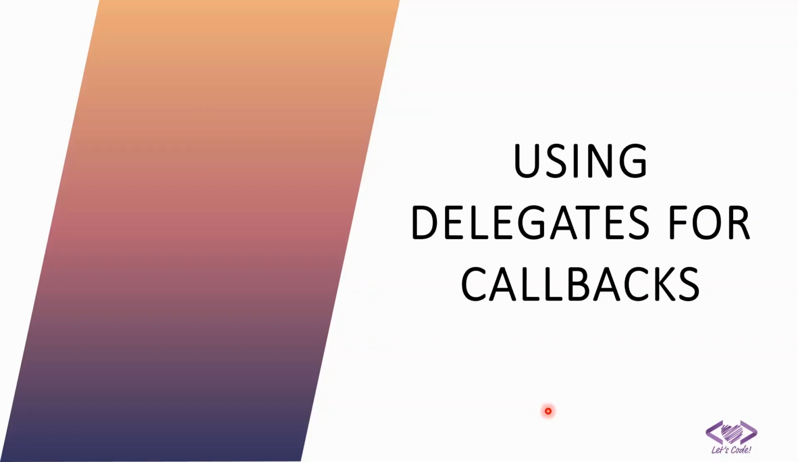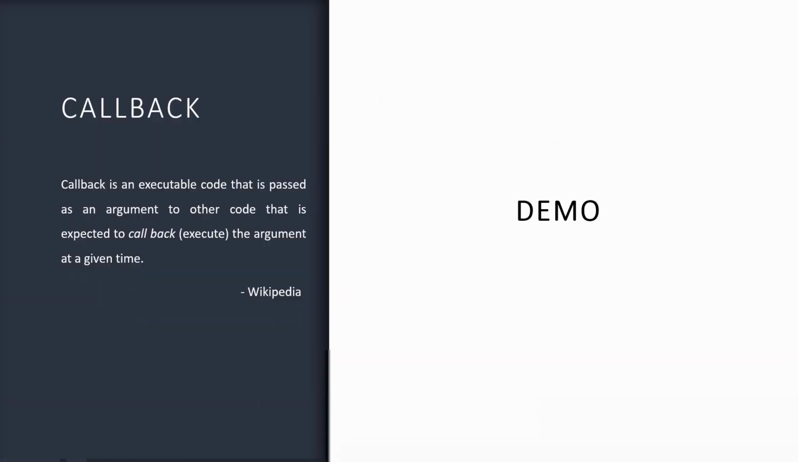Now let's see how we can create callback methods using delegates. So what exactly is a callback? As per the Wikipedia definition, a callback is an executable code that is passed as an argument to another code that is expected to call back or execute the argument at any given time. Let's try to understand this with an example.